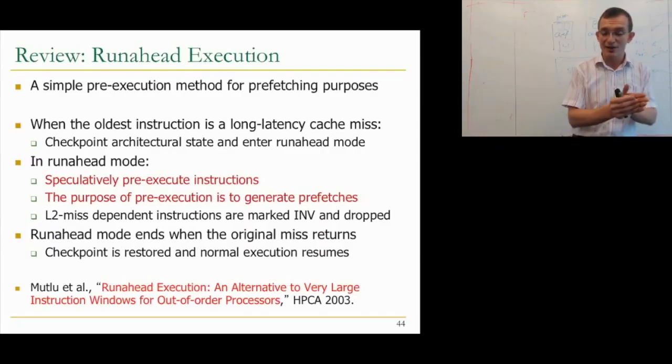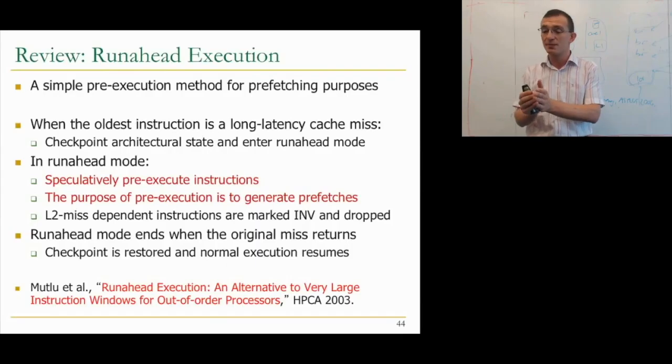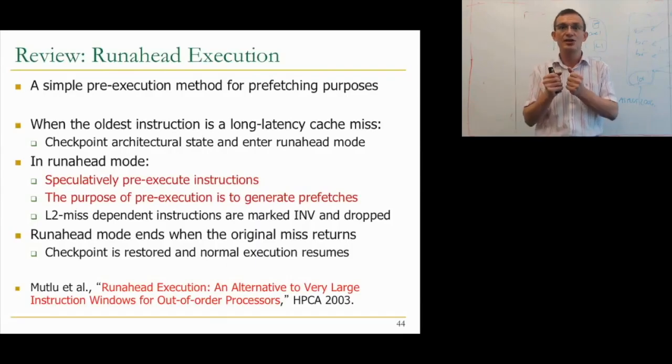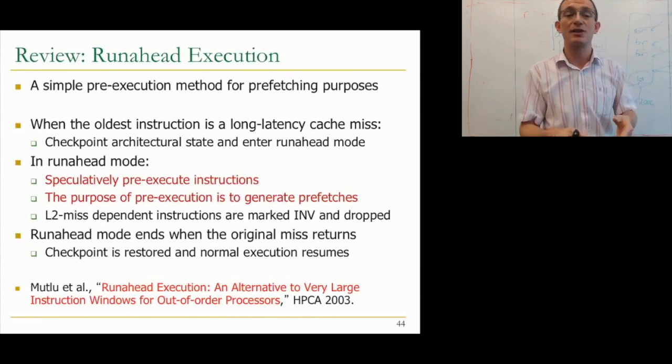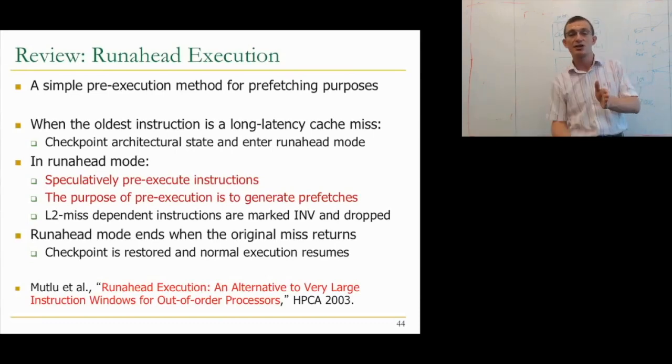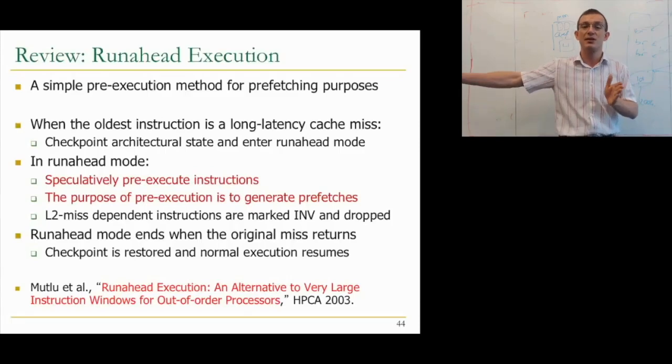And the hope is that while this thread is executing, it executes some independent instructions, and it gets to some cache misses that wouldn't have otherwise been uncovered with the instruction window that you have. And these cache misses are prefetched, and run-ahead mode ends when the original miss returns. At that point, the checkpoint is restored, and the main thread starts re-execution from the point where the speculative thread actually continued execution to begin with.